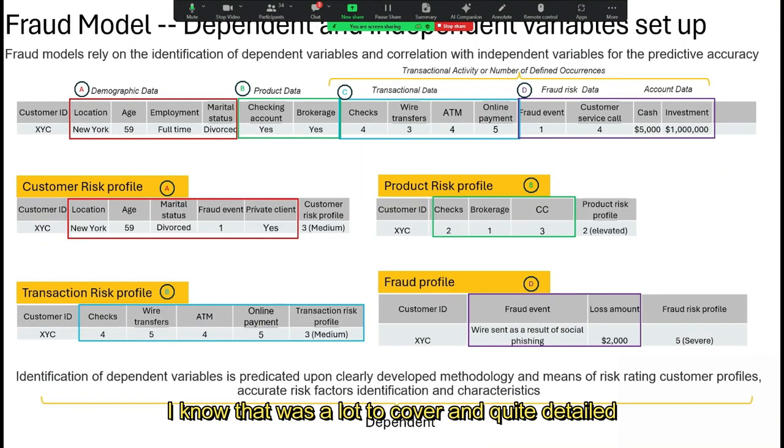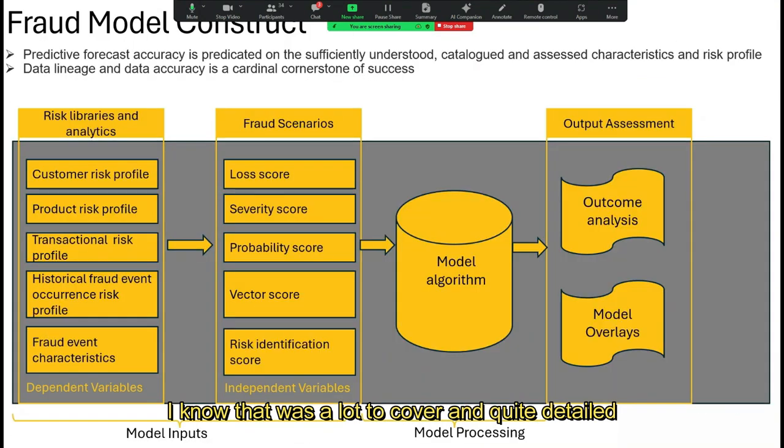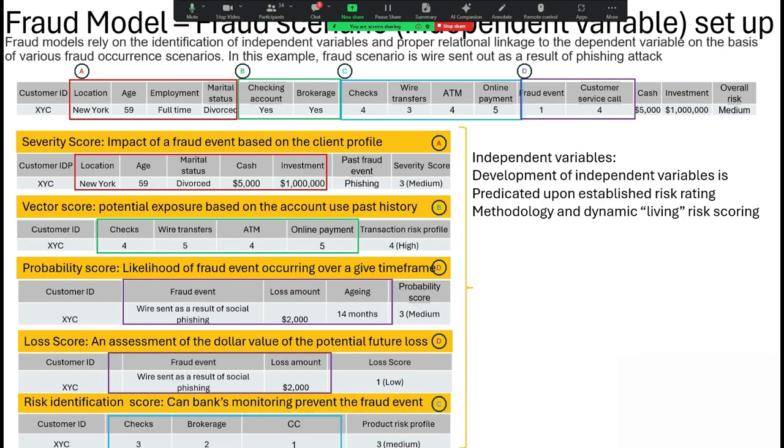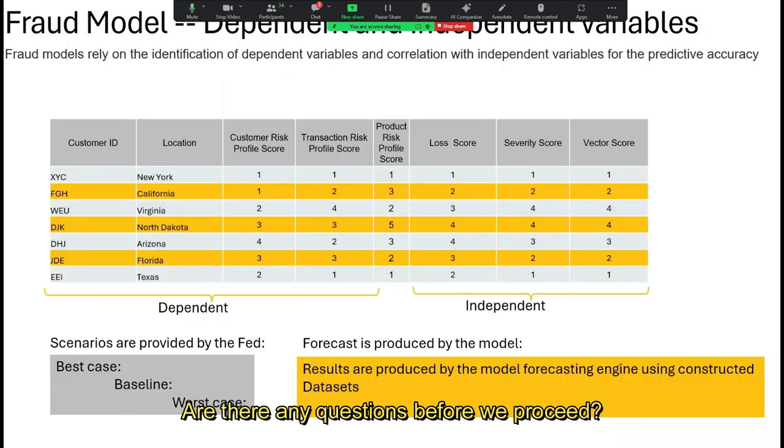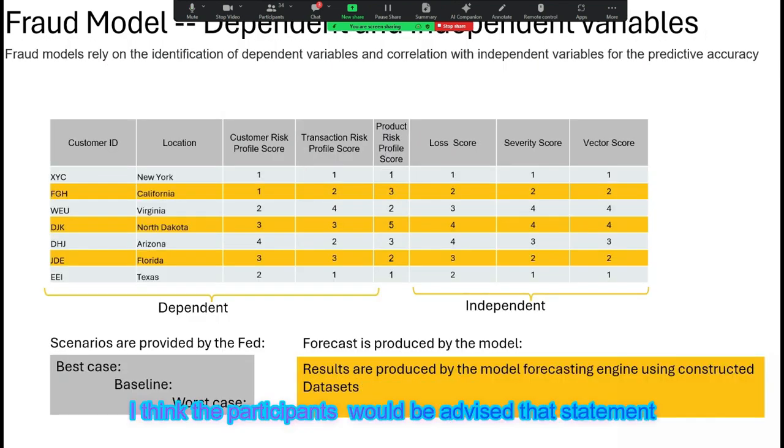I know that was a lot to cover and quite detailed as well. Are there any questions before we proceed? Yeah, I have a question. I just have a question.